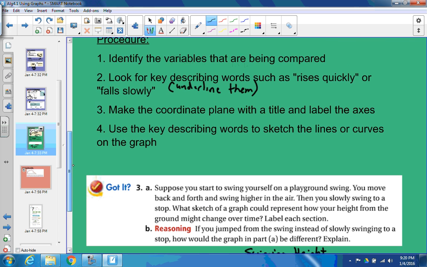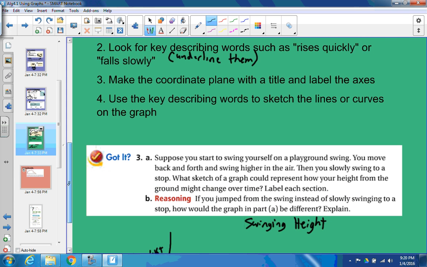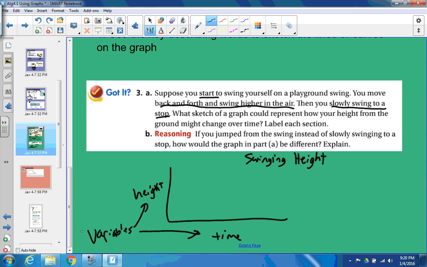So I kind of went out of order. Look for the variables that are being compared. Well, we did that. Time and height. Those are our variables. Then look for key describing words. So let's look in here. Suppose you start to swing yourself. You move back and forth and swing higher in the air. So you started, and then you started getting higher and higher. Then you slowly swing to a stop. And we want to represent the height. So it looks like you're starting at 0.